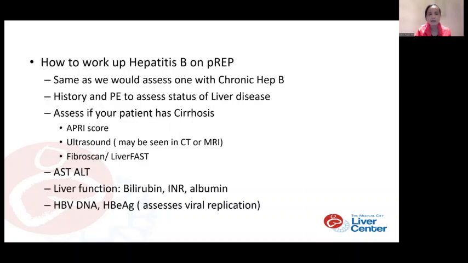So how do you work up hepatitis B in the setting of PrEP? It's actually the same as what you would do with chronic hepatitis B. You assess the liver disease. You assess if your patient has cirrhosis through the measures we discussed earlier, do liver enzymes and liver function tests, and also assess viral replication using HBV DNA.